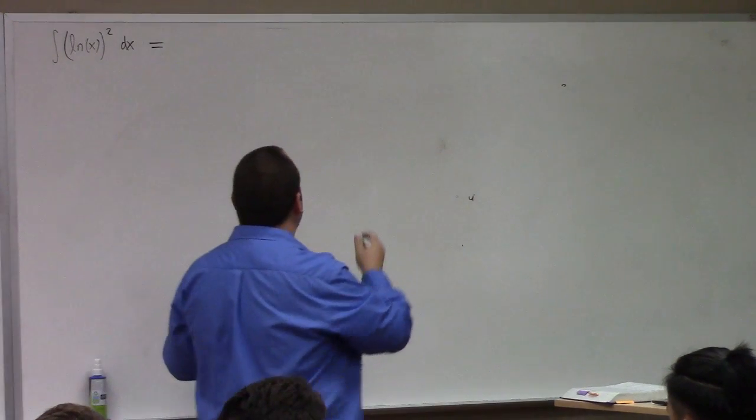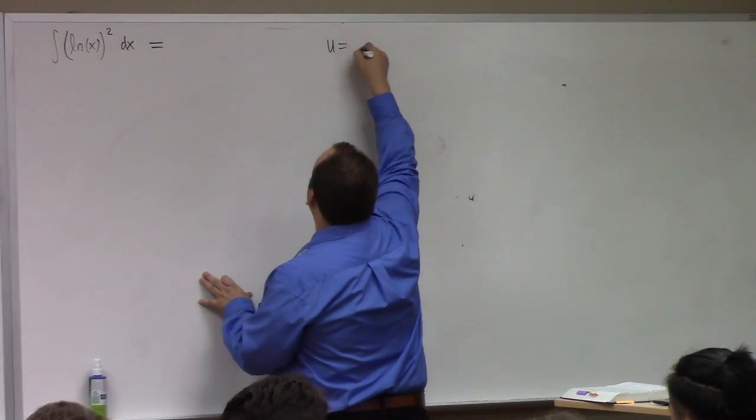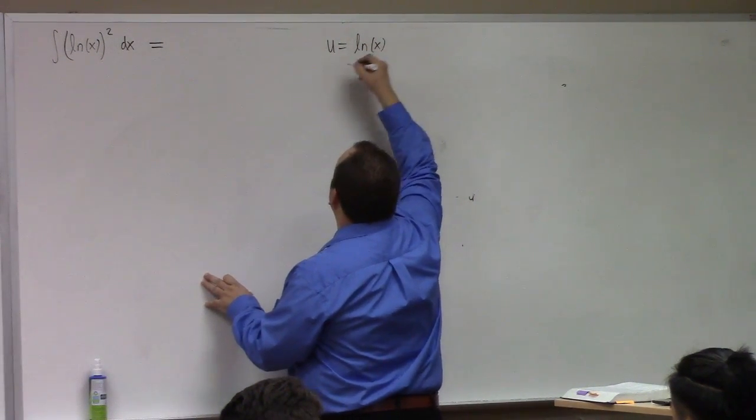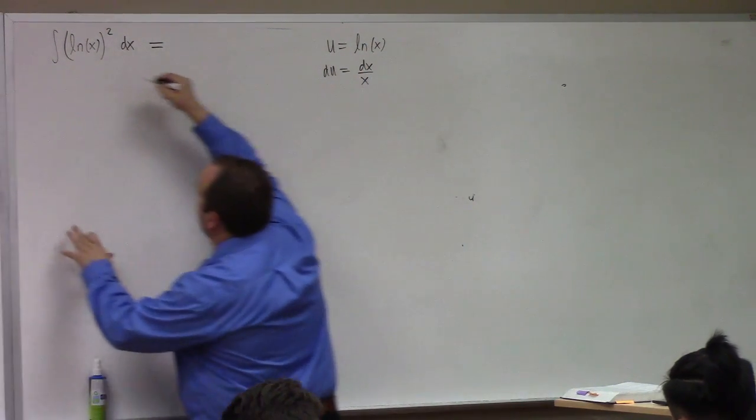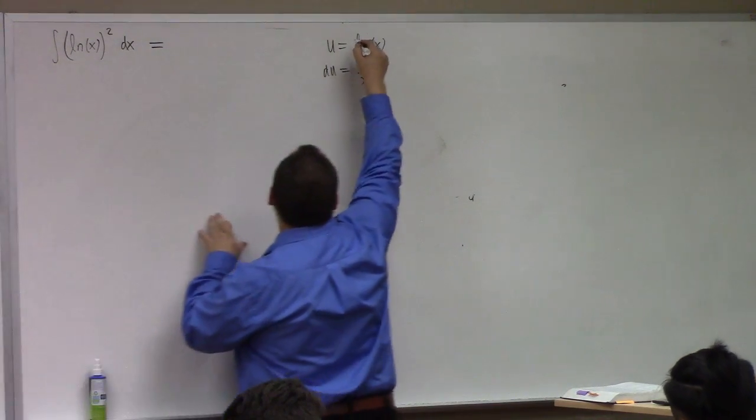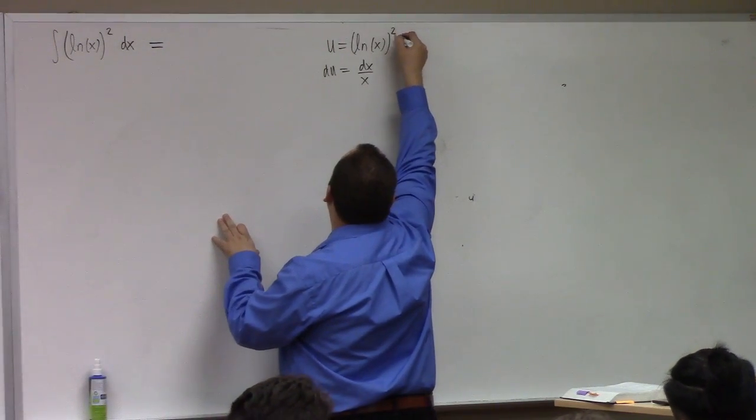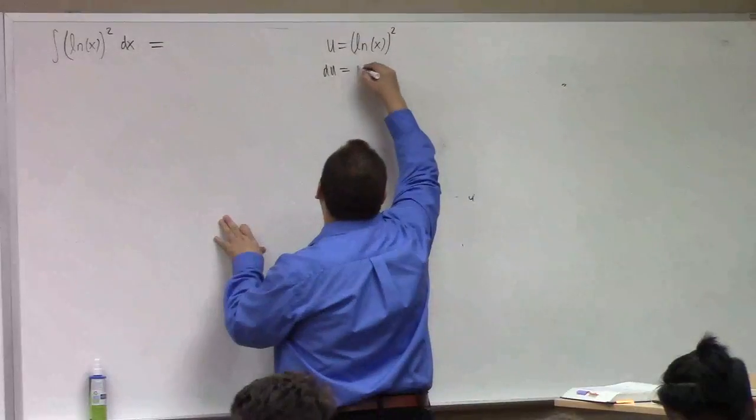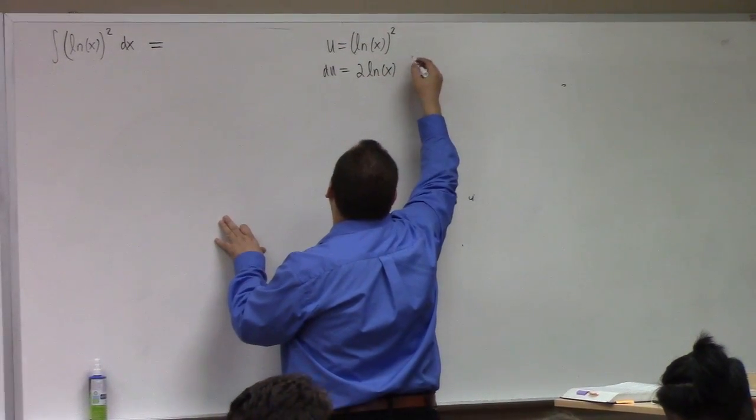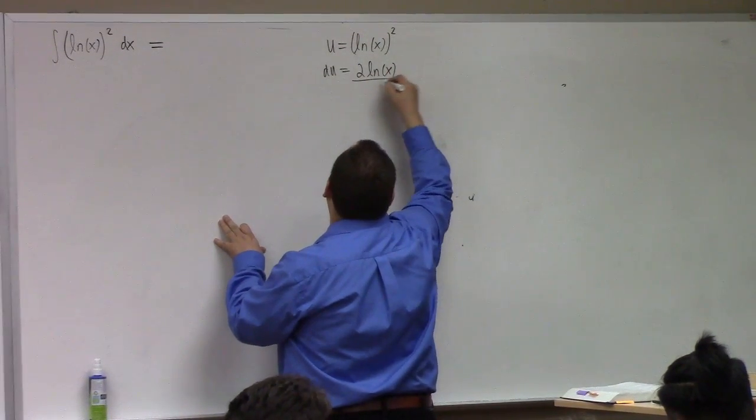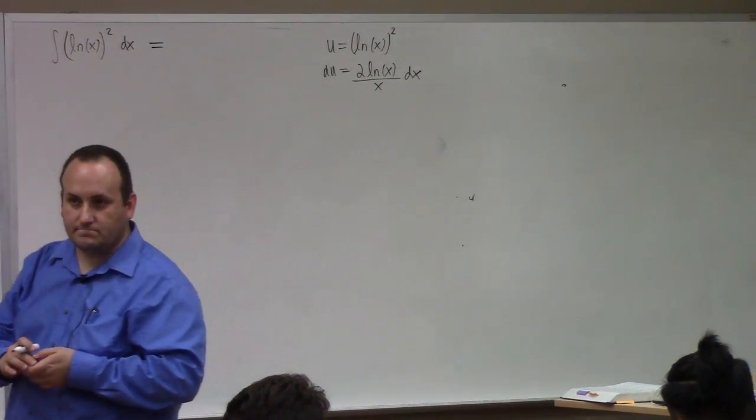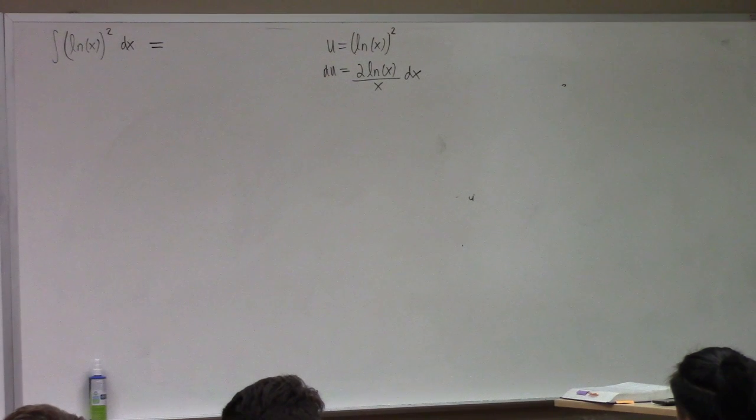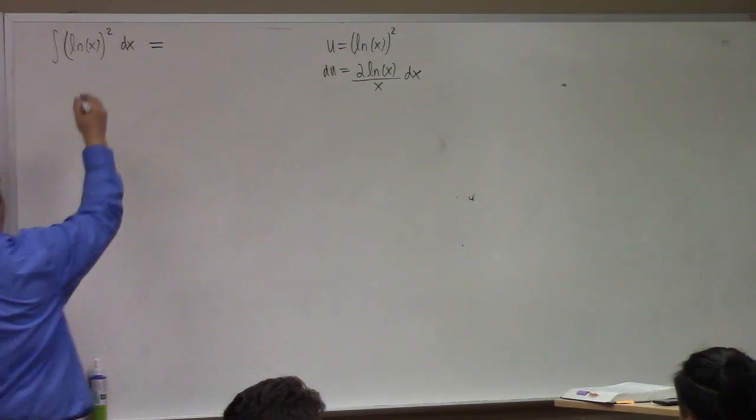If we trust LIATE, we will let u equal log x, right? So then du will be dx over x. Oh, log x squared, right? Sorry. So that's not what du is. du is 2 log x divided by x times dx, right? How do I know that? Chain rule, yeah.